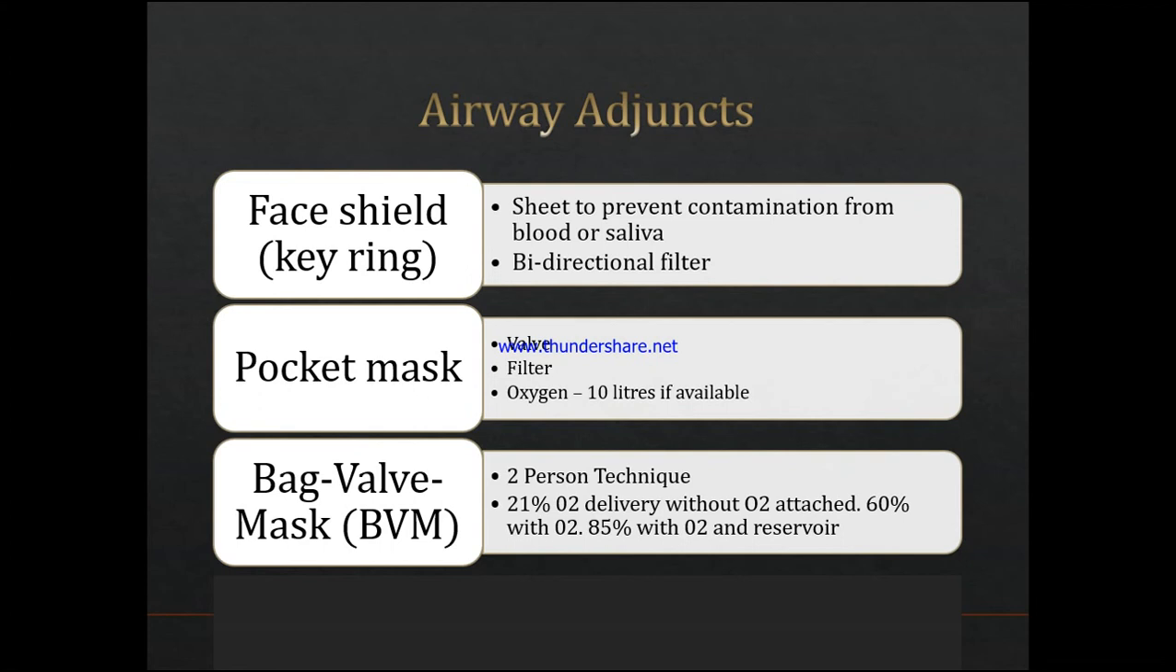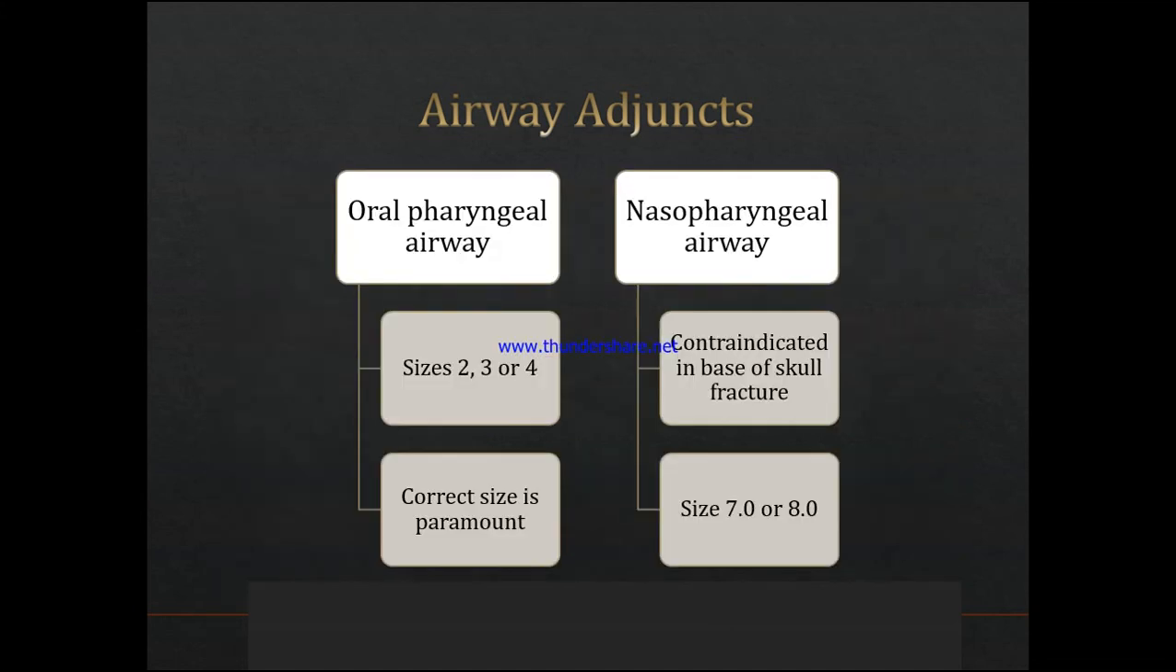Airway adjuncts. I'm not going to talk hugely about these. Some people carry around face shields to prevent contamination from blood or saliva. Pocket masks and bag valve masks, or BVMs, are much more common in hospitals and out of hospital settings, ambulances, etc. So it's really dependent on where you are, whether or not you're going to have access to these things.